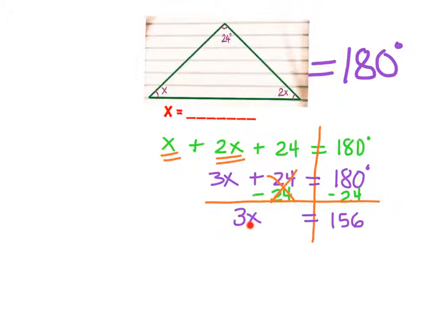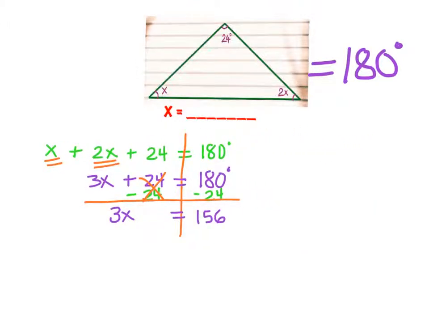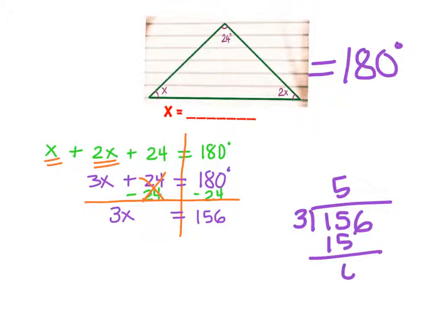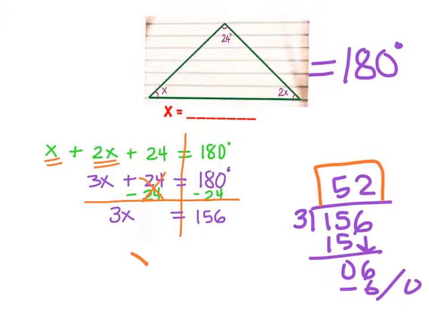If you happen to know 3 times a number that equals 156, that's fine. Most people probably are going to need to divide this out. So I'm going to make a division question. 3 divided into 156. All right, 3 can go into 15 5 times. That's a perfect match. I'm going to bring down the 6. 3 can go into 6 2 times, which is also a perfect match. No remainder. So the value that I need, I'm going to say x equals 52.